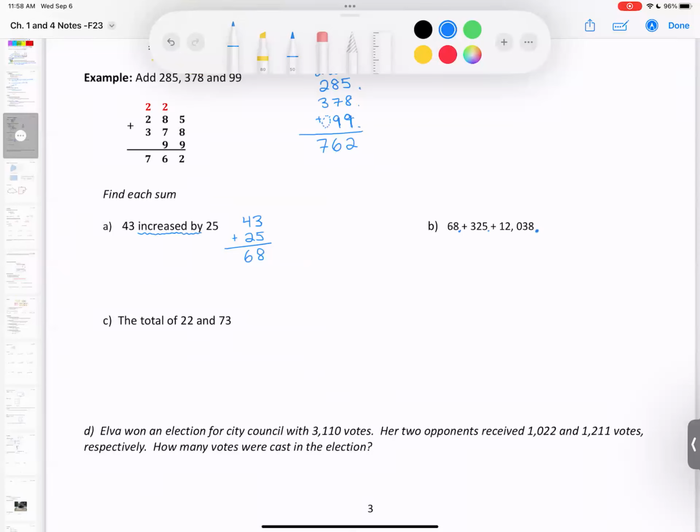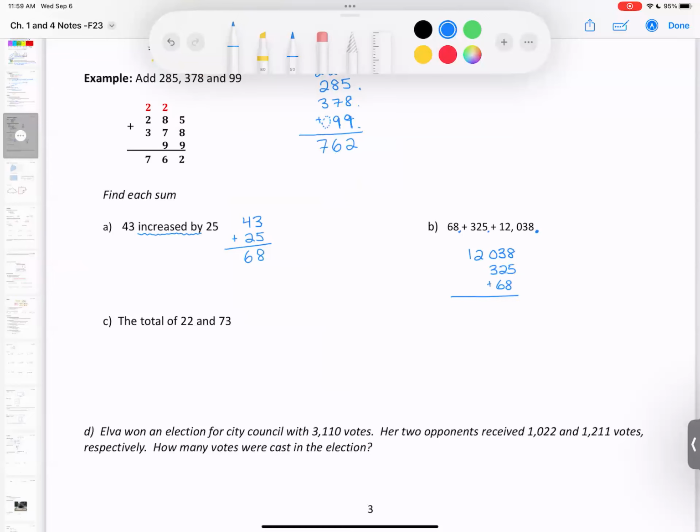Okay, so let's line these up together to add them. Now we could do it in the order they've given, but I like to put my biggest number first, just because I don't know, I'm a Virgo. So we've got 12,038. Remember, I can change the order of them because addition is commutative and associative. So I've got that 12,038. I'm going to add 325. And then I'm going to add another 68.